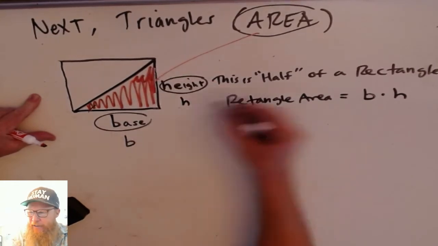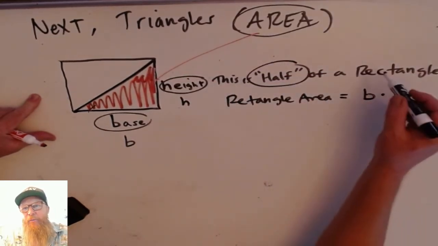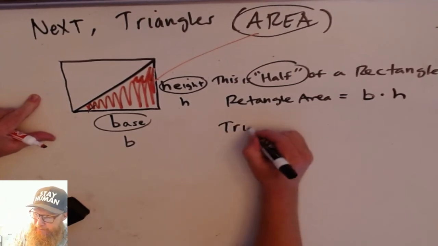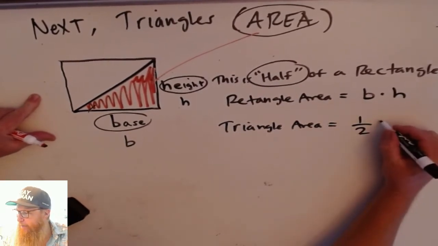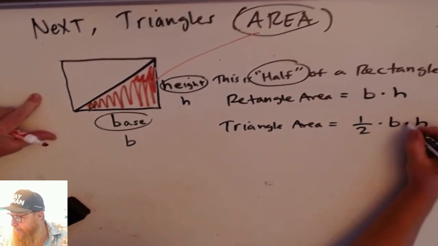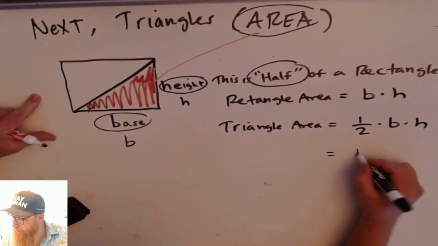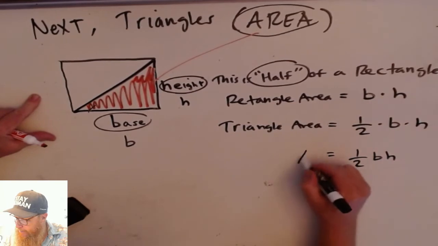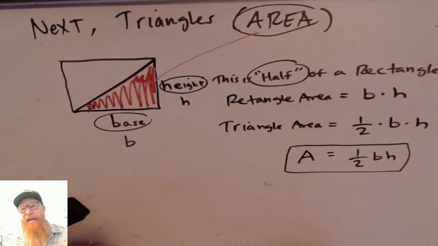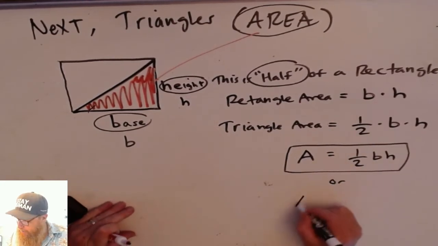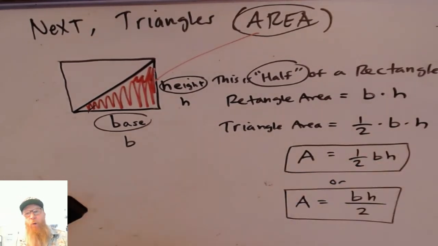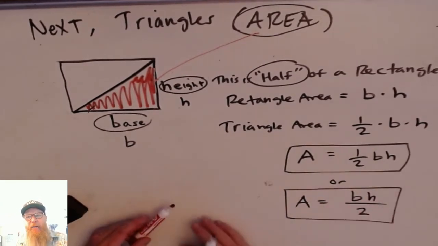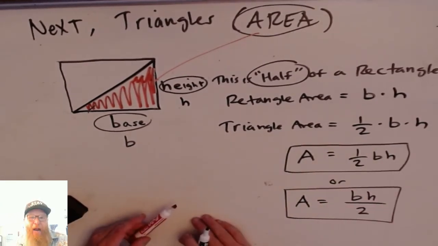So since the triangle is 1/2 of a rectangle, the triangle area is 1/2 times B times H. Or if you prefer, you can get rid of the dots and just say 1/2 BH. You could also do it this way, BH over 2, and don't even write the 1. Yeah. B times H divided by 2. So this is the area of a triangle.